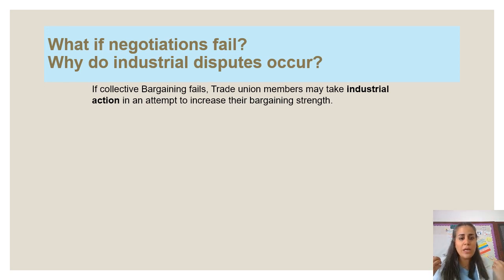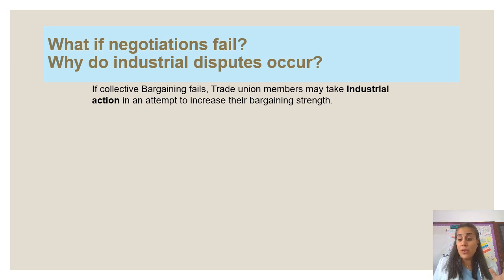Why do industrial disputes occur? So if collective bargaining fails, trade union members may take an industrial action, such as work to rule, go slow, and striking, or even overtime ban, these four things that we just spoke about. So why would they do that? In attempt to increase their bargaining strength.